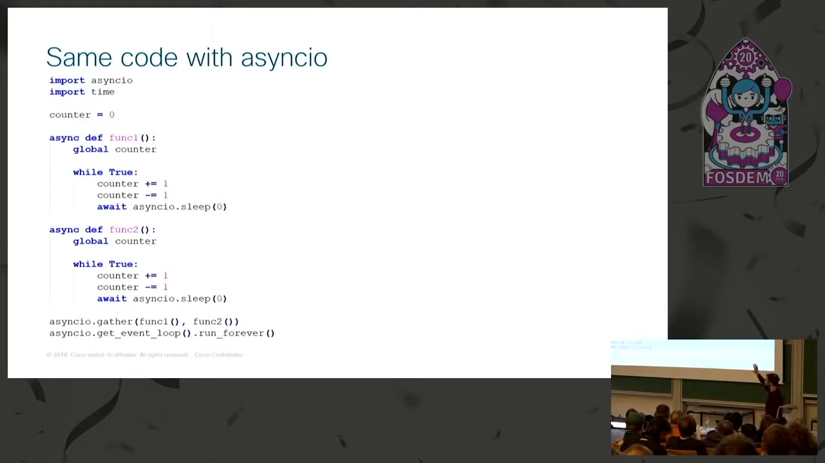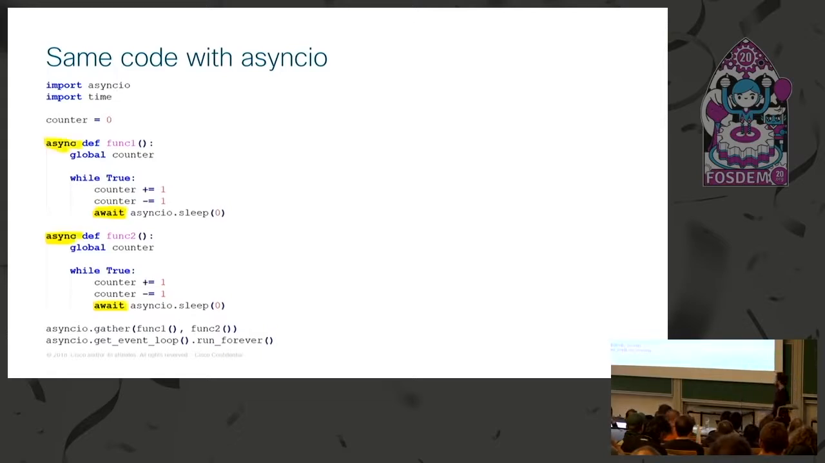So here we have also two functions, function 1 and function 2. And we are going to run these in parallel and do the same thing, the same increments and decrements. Now, you see that these functions are not normal functions. There's async in front of the def keyword, which means that's an asynchronous function. And then there's an await as well.